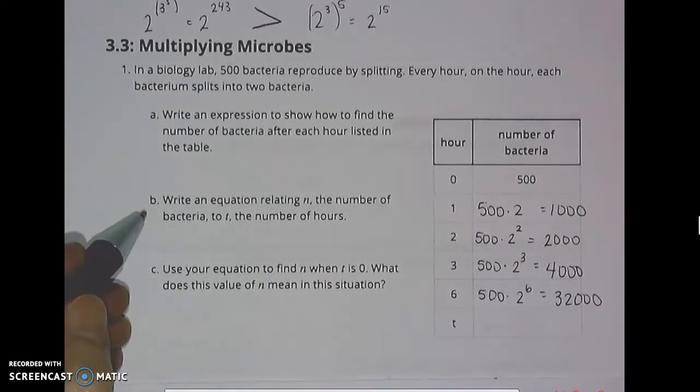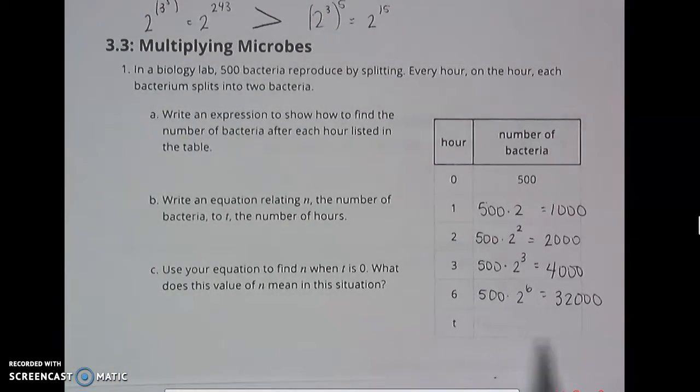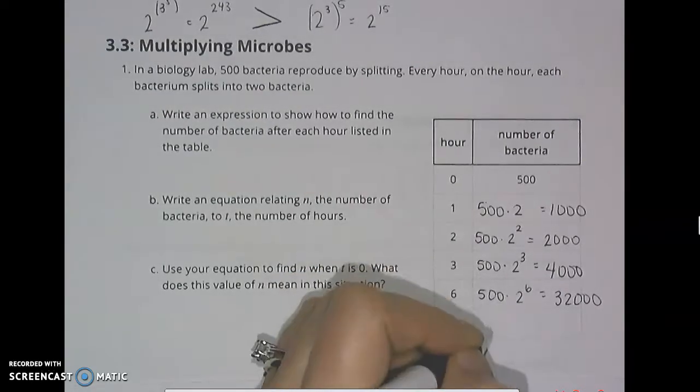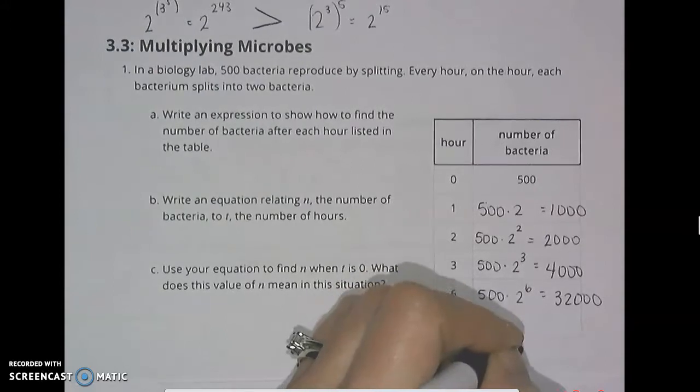Now, part B says write an equation relating N, the number of bacteria, to T, the number of hours. So here, we're going to fill in this piece. We want to know what it would be for T hours, any number of hours we want to be able to figure out. Well, what's consistent about all of these? We're still starting with 500 bacteria.